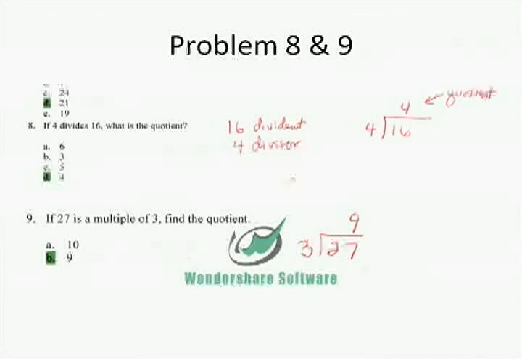4 of them. And number 9, the same idea. It says 27 is your dividend. 3 is your divisor. 3 is what you're dividing it by. So what's your quotient? If you have 27 coins and you divide them into sets of threes, how many sets of them are you going to have? You're going to have 9. Okay?